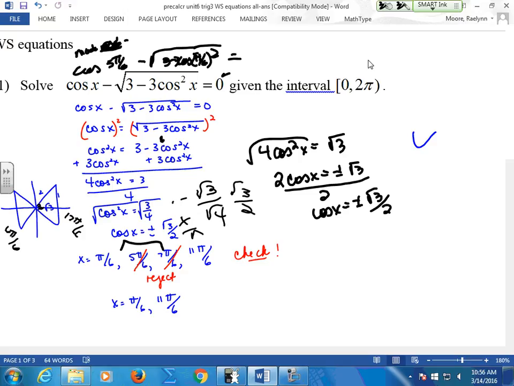And it goes in all 4 quadrants? Like there's an angle in all 4? All 4. Because cosine is positive in 1 and 4, and negative in 2 and 3. So it takes all the quadrants. It uses all the quadrants. Okay.